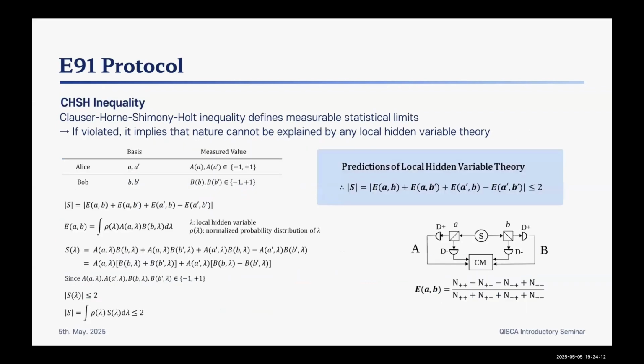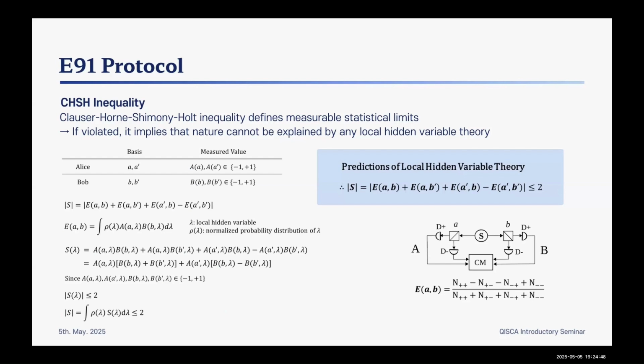Let's now talk about the CHSH inequality. You can think of this similarly to Bell's inequality. This is used in the E91 protocol to test for quantum entanglement. CHSH is named after Clauser, Horne, Shimony, and Holt. This inequality gives us a measurable statistical bound. If it is violated in an experiment, it means that nature cannot be explained by any theory based on local hidden variables.